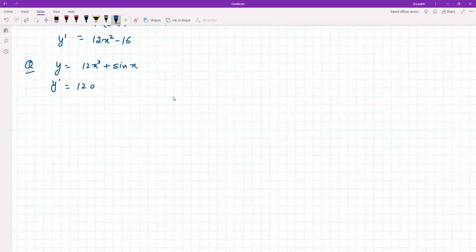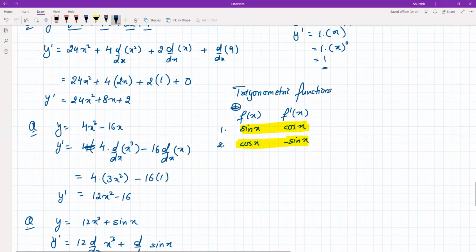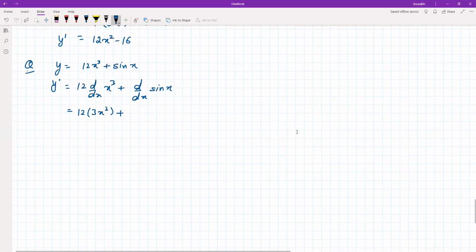That will be 12 into differentiation of x cube plus differentiation of sin x. So that is 12 into 3x square plus differentiation of sin x. Just now we have seen it will be equal to cos x. So differentiation of sin x is cos x. So we just write it here, cos x. So now what is y dash? Y dash is 36x square plus cos x. That is y dash. Done.